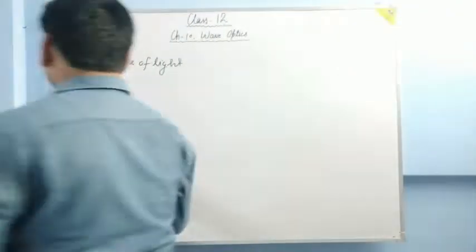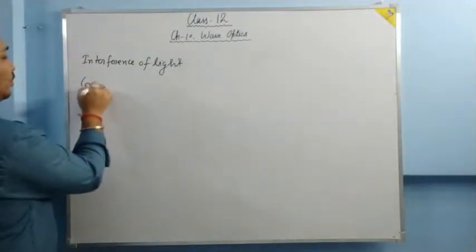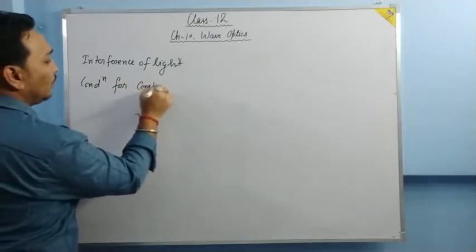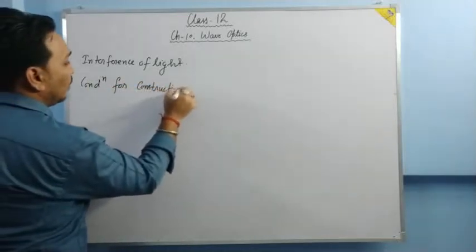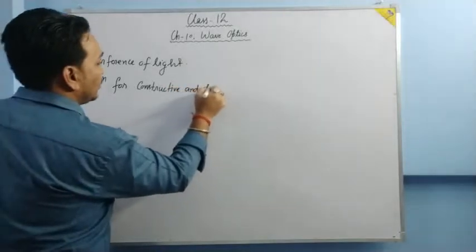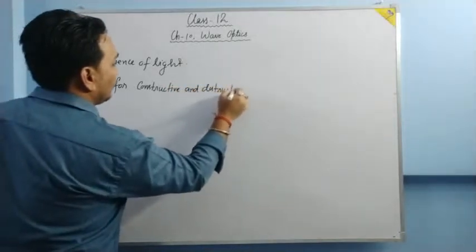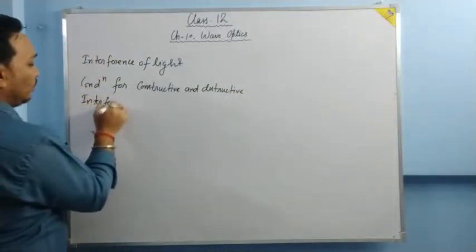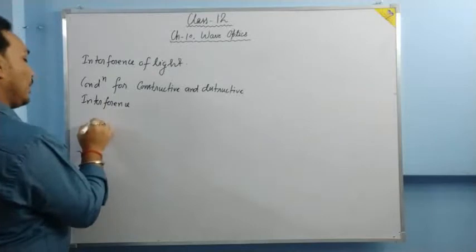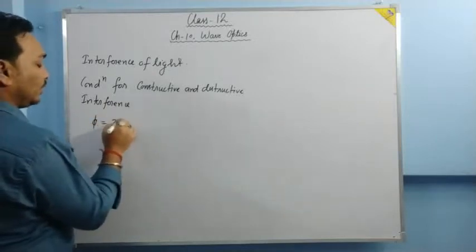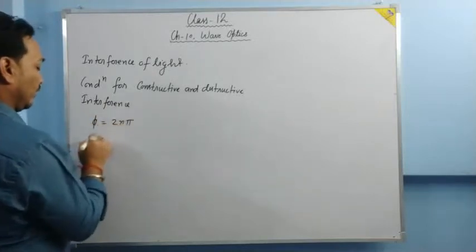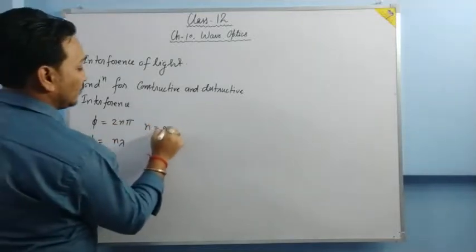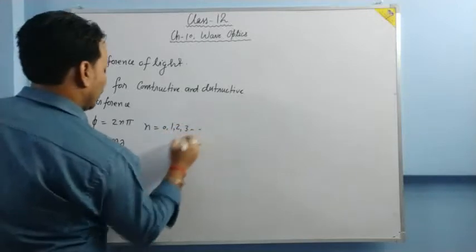We have also studied the condition for constructive and destructive interference. For constructive, if you remember, the phase difference must be 2nπ, whereas the path difference must be nλ, where n starts from 0, 1, 2, 3, and so on.